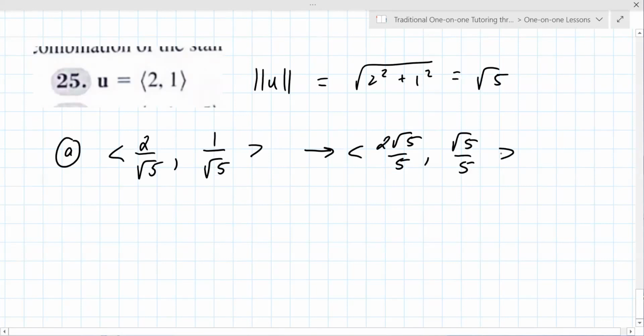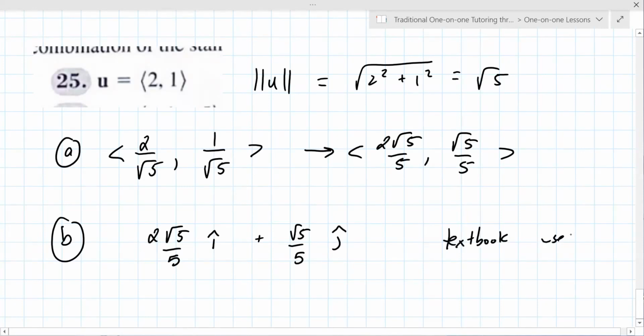And that's component form. B is in the combination of i and j. So all that means is you write i, and then you write the other one with j. Your textbook uses bold. I've seen students try to make it bold in their notes. The hat is kind of the compromise because it differentiates it from other things that you might see. But if you can make it really bold, then you're doing what they want in the book.